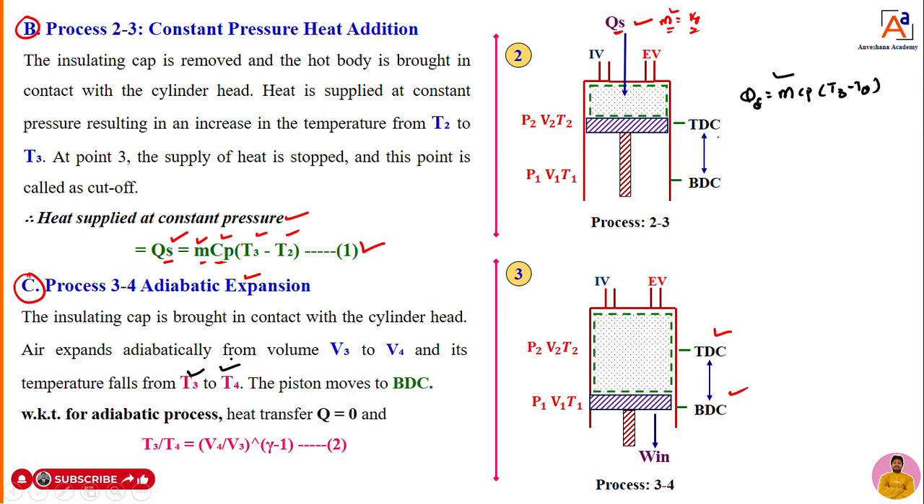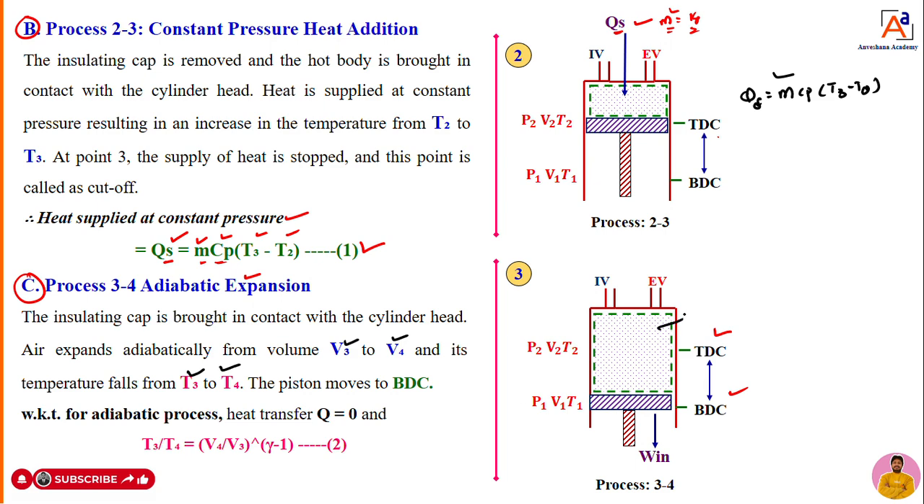T3 to T4. That is very important. That means a decrease. The volume also changes from V3 to V4. Once the piston moves from TDC to BDC, what does that mean? Volume is going to increase because the air is expanding the piston. Okay, hence what happens now?